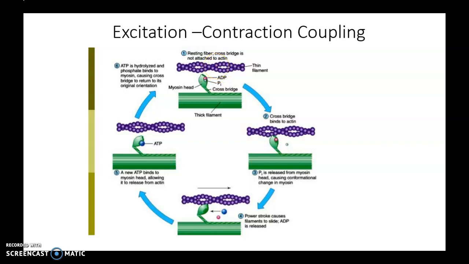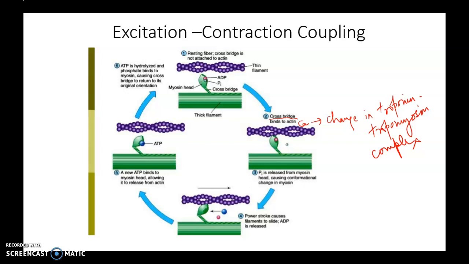Now, as soon as calcium comes in, calcium binds to troponin here, and that causes conformational change in the troponin-tropomyosin complex. So calcium causes change in the troponin-tropomyosin complex. As a result of that, myosin can now bind to actin, as you see, and this attachment of myosin heads to actin is called cross bridge formation. So now the myosin heads attach to actin and form cross bridges.